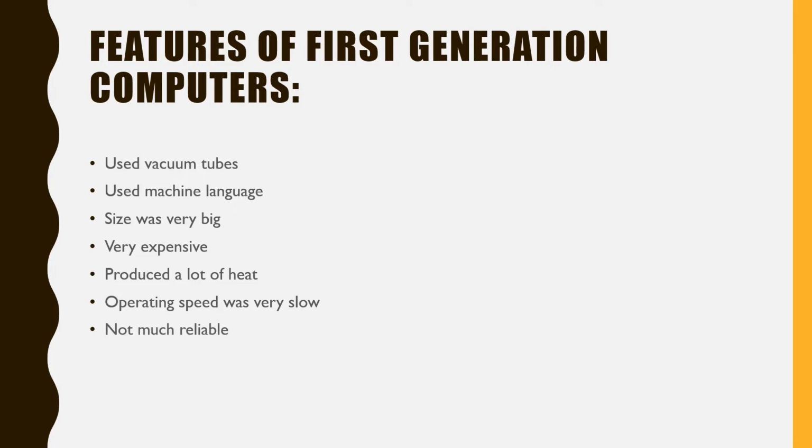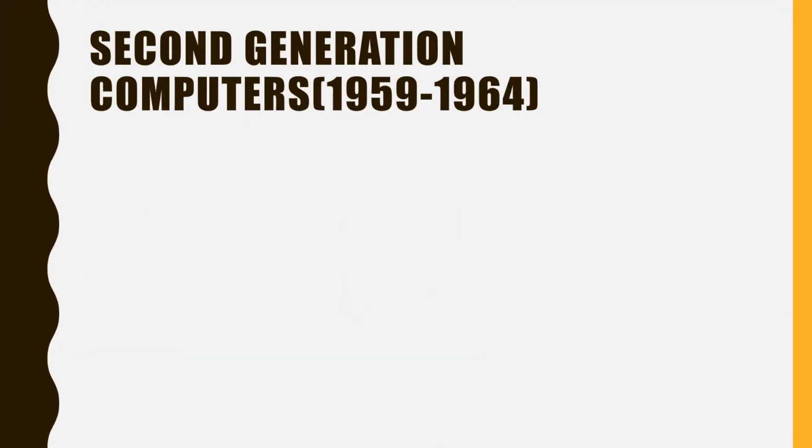And then coming to the next point, regarding the reliability, it was not much reliable. Means what? It was not much trustable. We cannot trust doing work with the first generation computers. So the examples for these first generation computers were ENIAC and UNIVAC.